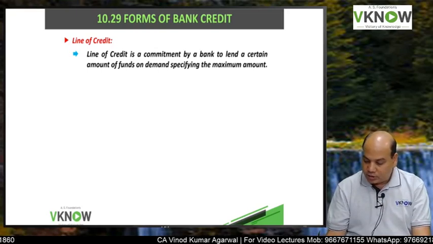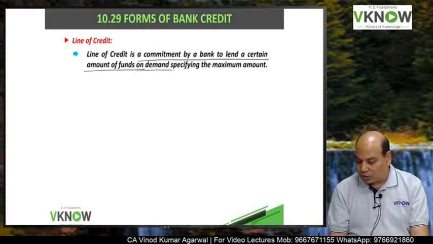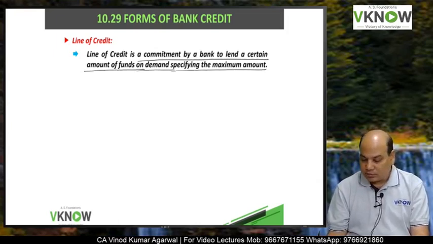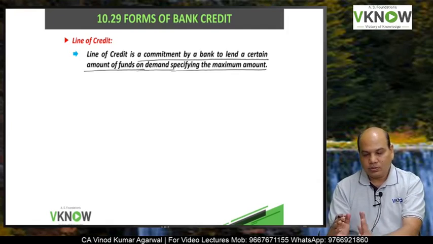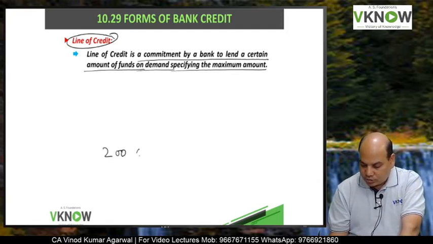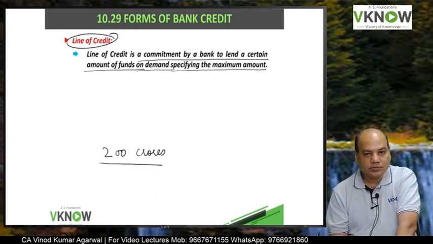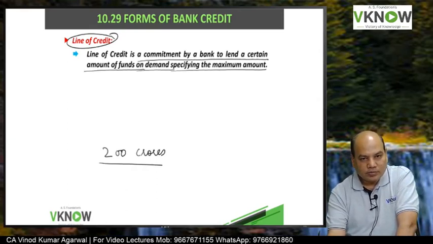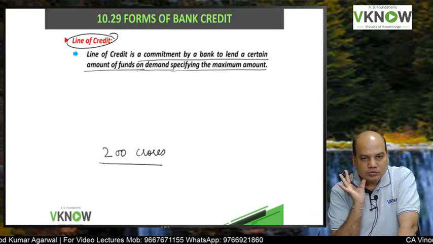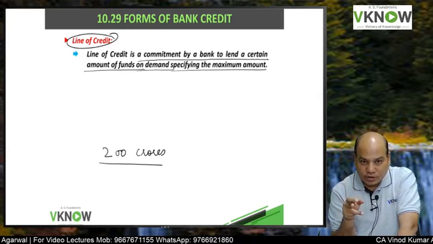Line of credit means it's a commitment by a bank to lend a certain amount of funds on demand, specifying the maximum amount. So what happens here? You will take a line of credit from the bank, let's say 200 crore rupees. It means whenever you need the funds, you will approach the bank and the bank will make the funds available to you, so that you don't have to negotiate at the last minute.